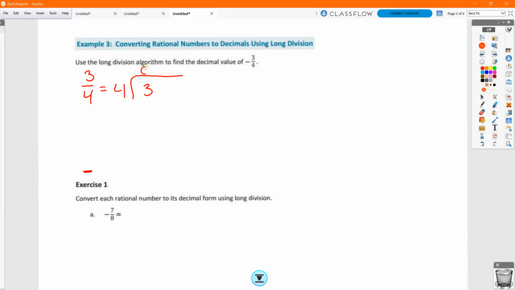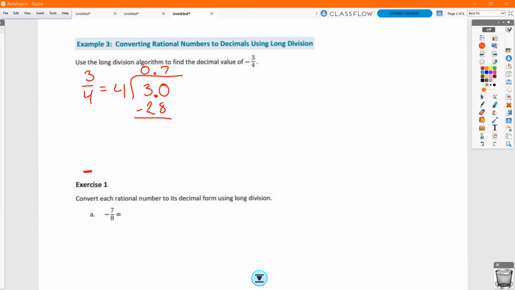Now, can 4 go into 3? No, it can't. That's the reason why we put a 0 there. Now we have to add our decimal down here and shoot it straight up so we don't forget about it. Then we add a 0. So now we're not dividing 4 into 3, we're dividing 4 into 30. And 4 can go into 30 7 times. 7 times 4 is 28.